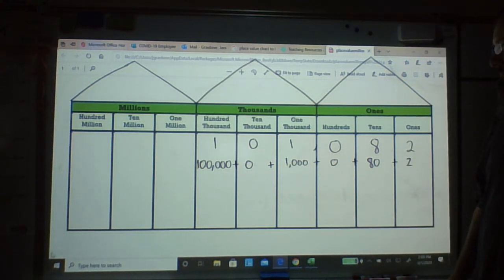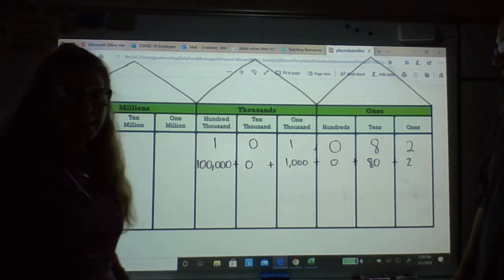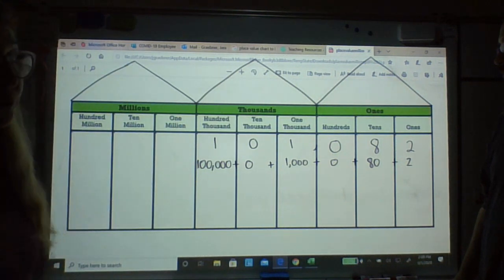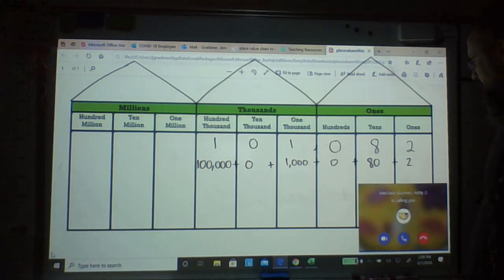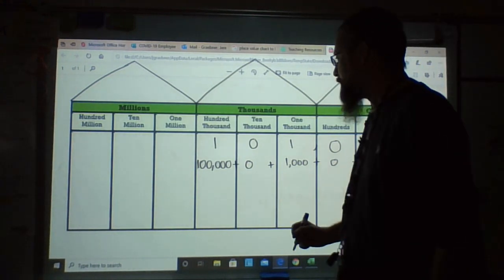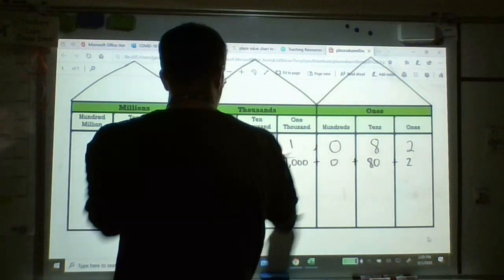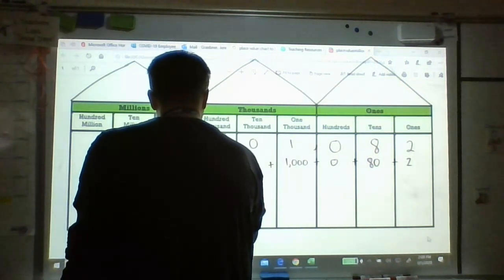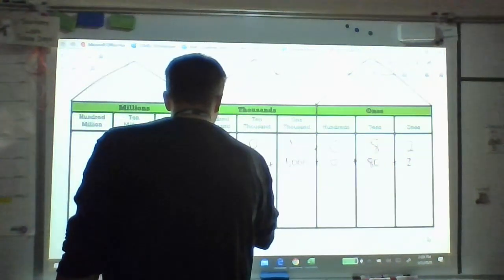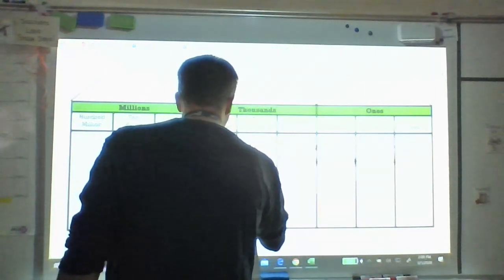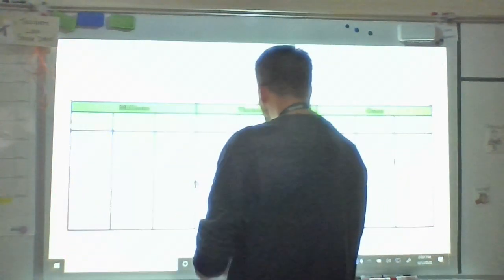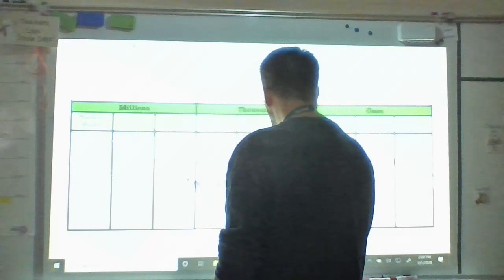Okay, here comes the hardest part. Now we have to write it in word form. So how should we start that? I'm going to start by saying, I'm going to say this, 101,000.